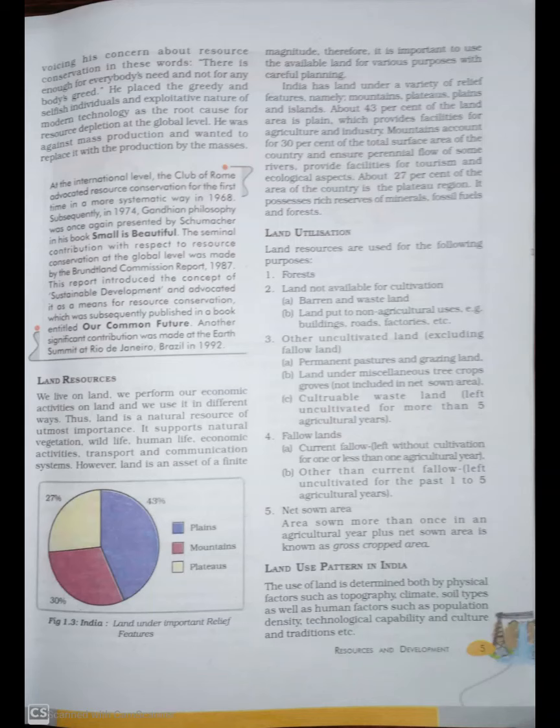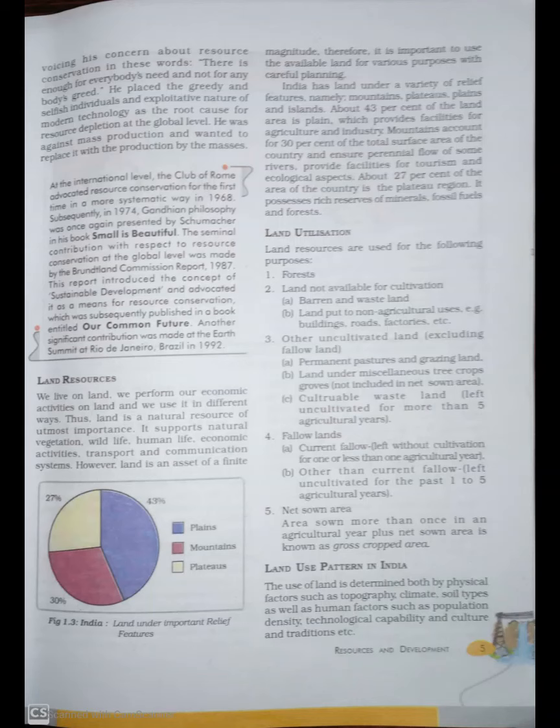Cultivable wasteland: left uncultivated for more than 5 agricultural years. Fallow lands: current fallow, left without cultivation for 1 or less than 1 agricultural year; other than current fallow, left uncultivated for the past 1 to 5 agricultural years. Net sown area. Area sown more than once in an agricultural year plus net sown area is known as gross cropped area. Land use pattern in India.